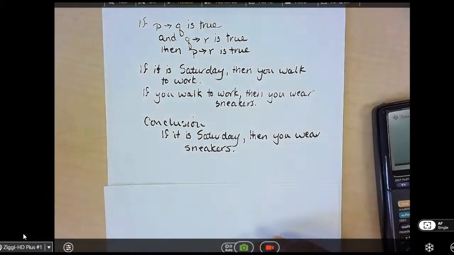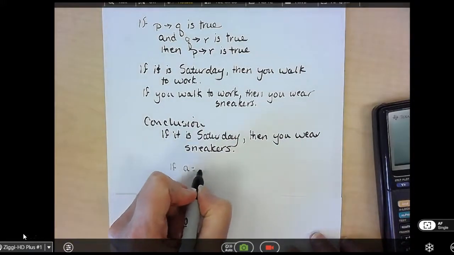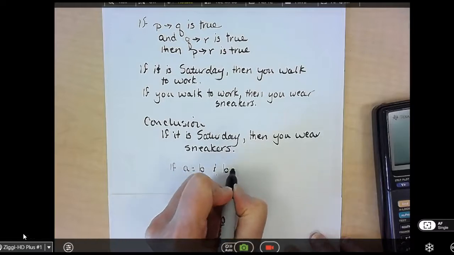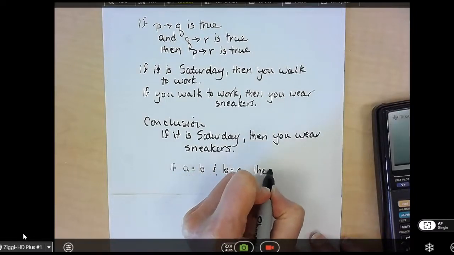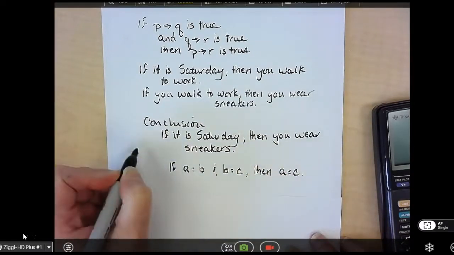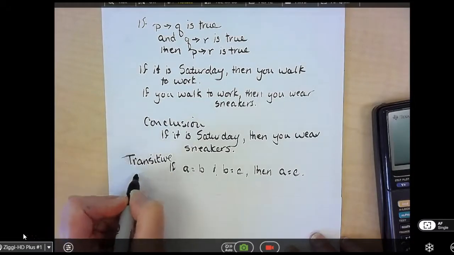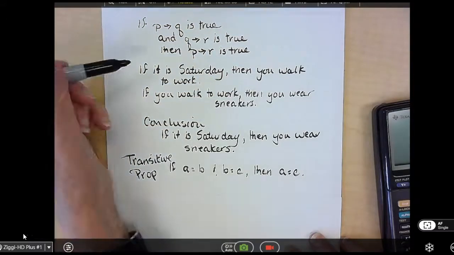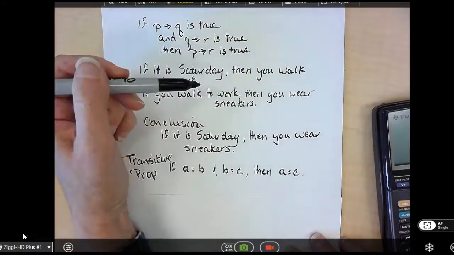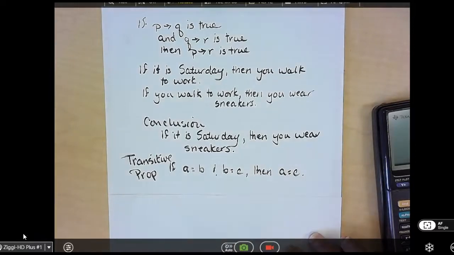We later on get into transitive property that says if A equals B and B equals C, then A equals C. That's what I think of when I see this rule, because you start with A equals B and B equals C, then you get A equals C. So this one is easier for my brain to relate to than the detachment.